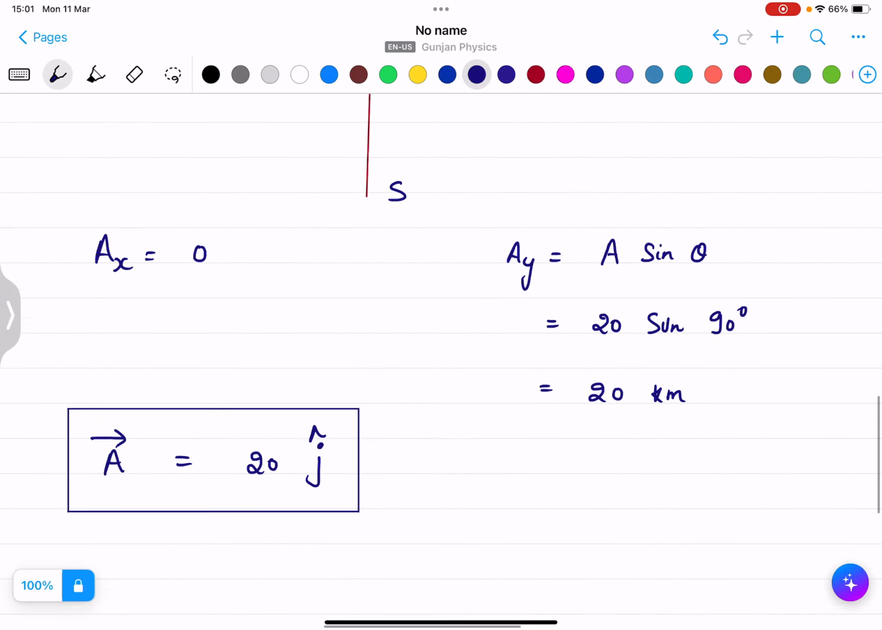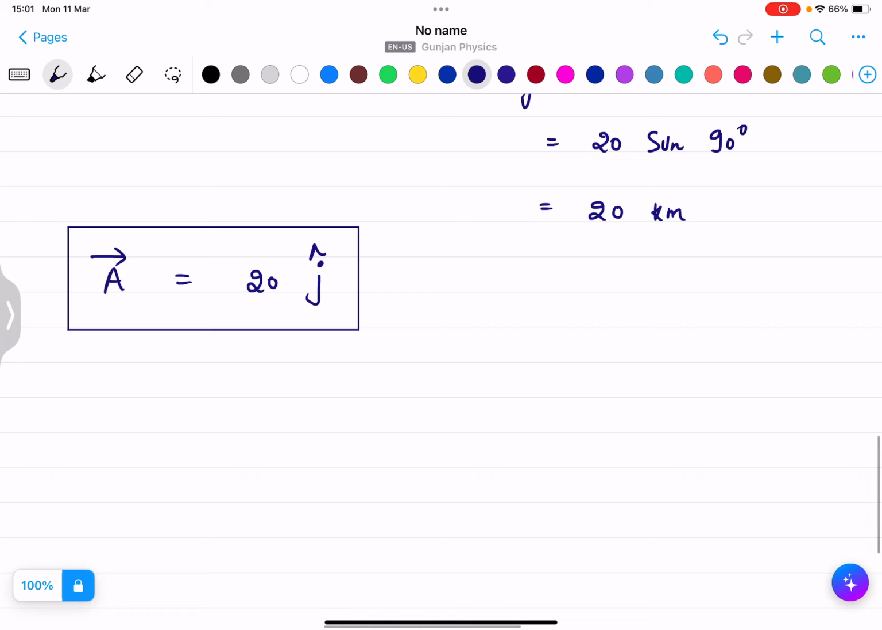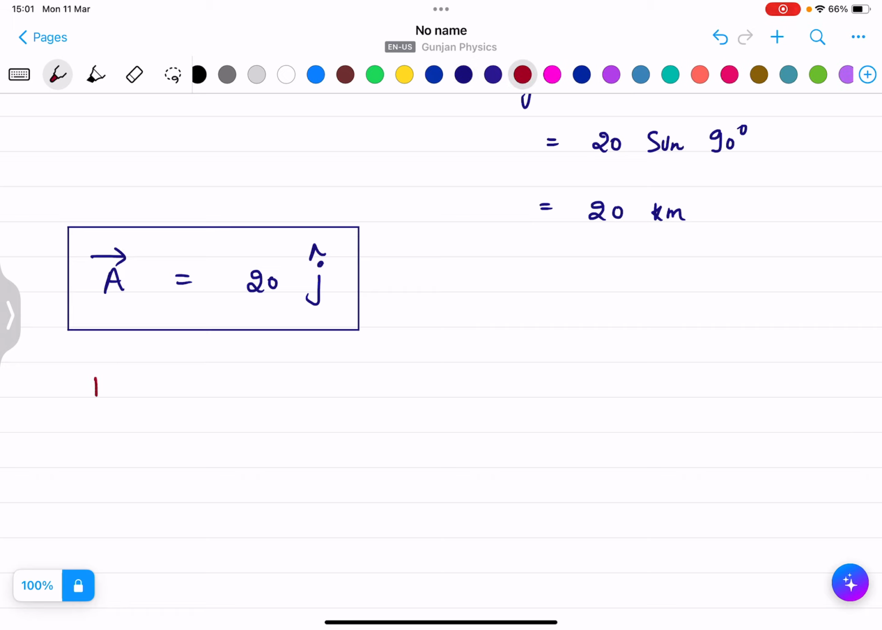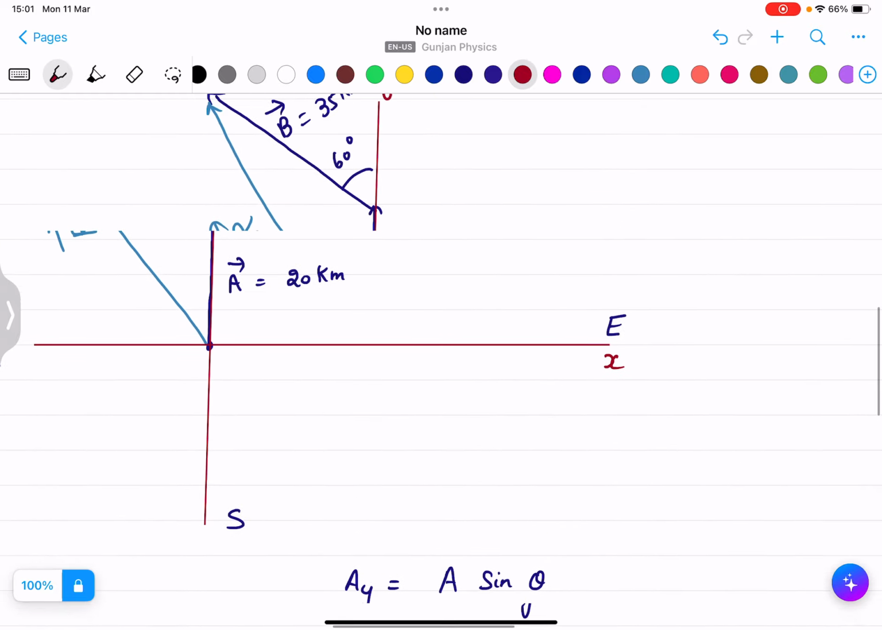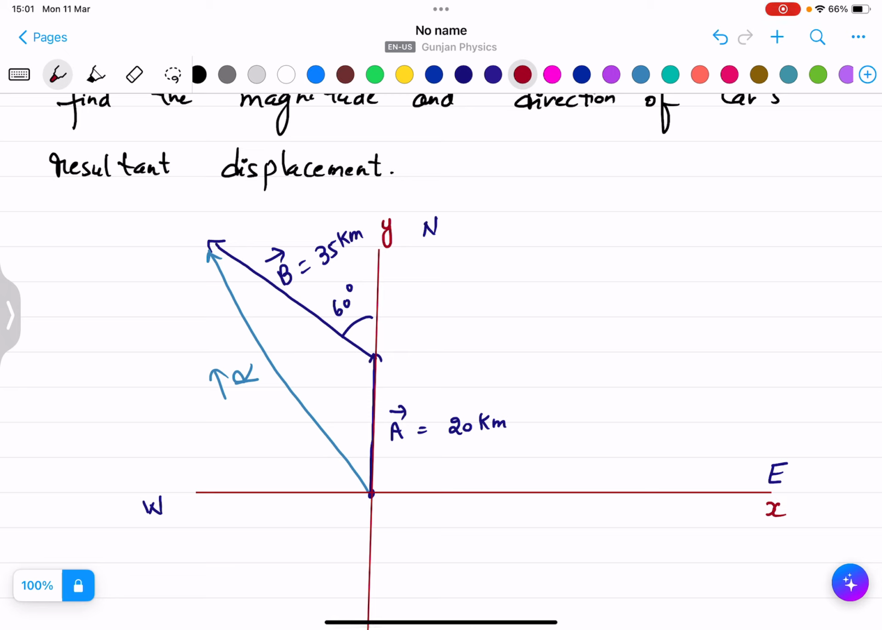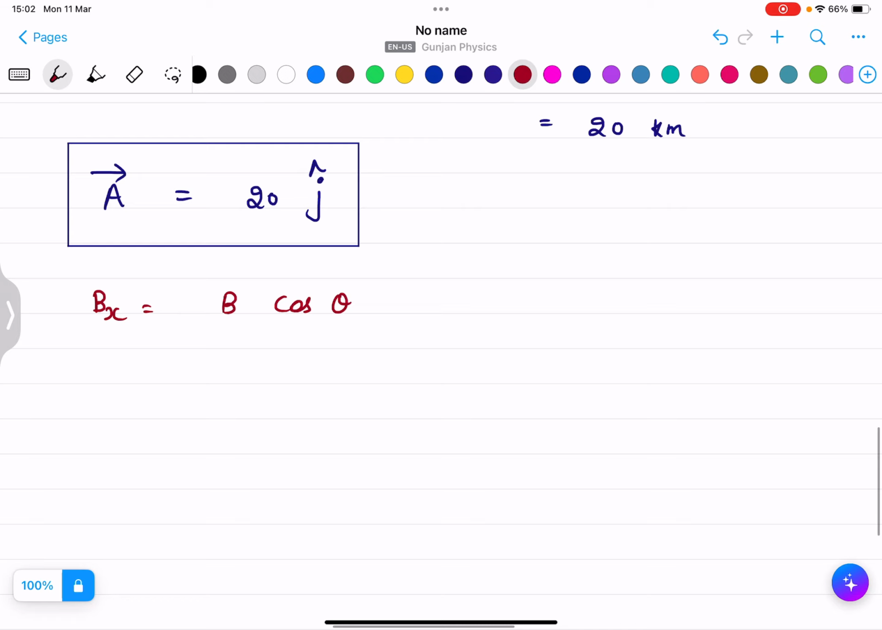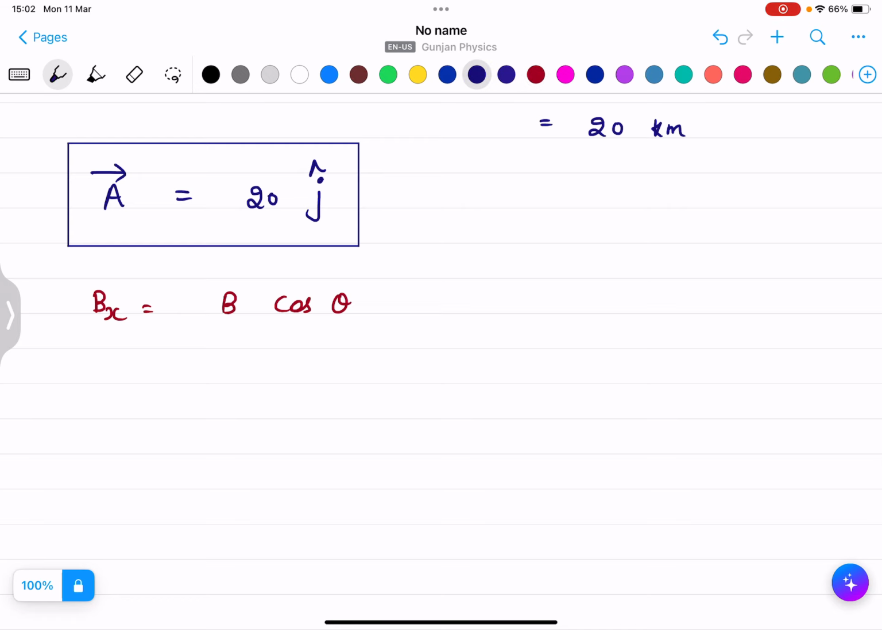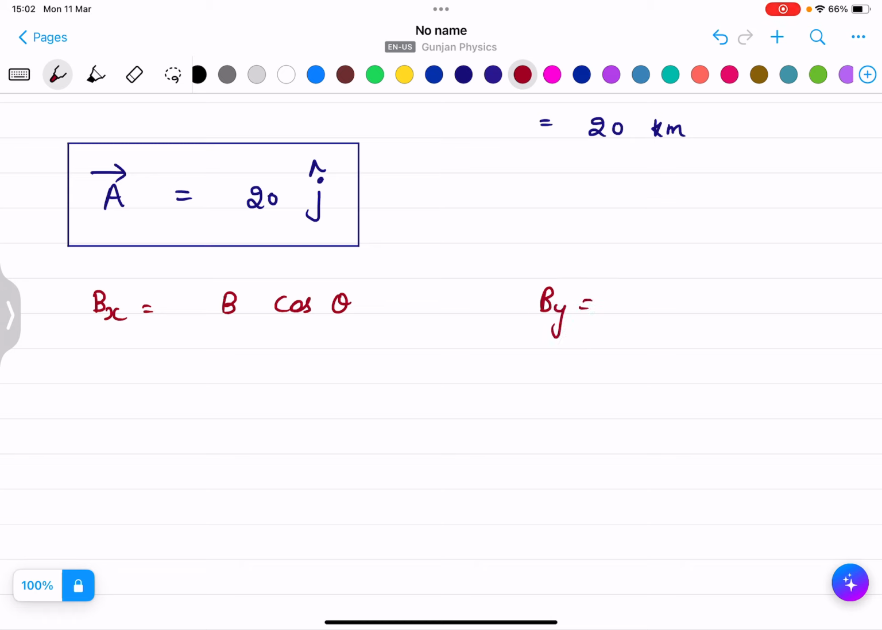Now we have to calculate exactly the same for the B vector. I will calculate like this: bx equals b cos theta. Now this is the most important thing here. This B vector is making a 60-degree angle with the y-axis, but we are interested in the angle it makes with the x-axis. With the x-axis, the angle will be 30 degrees. Why? Because the total is 90 degrees, so 90 minus 60 is 30 degrees. So bx equals b cos 30 degrees, and what will be by? By equals b sine theta.